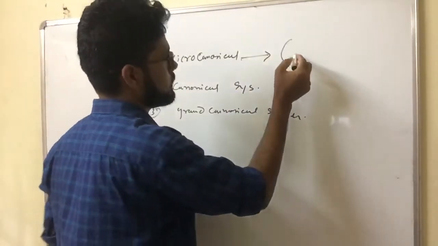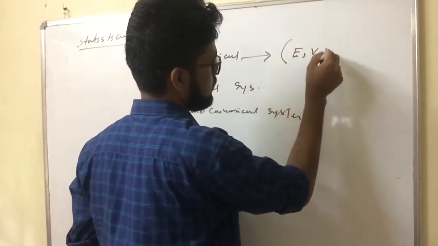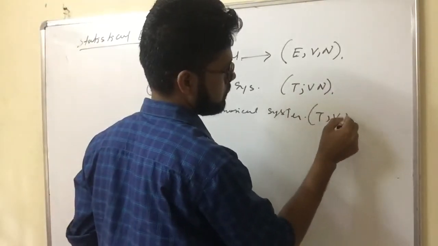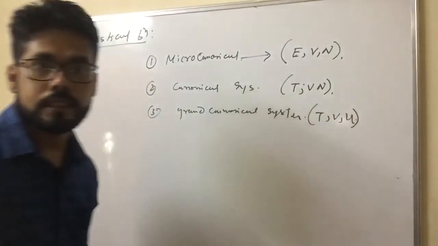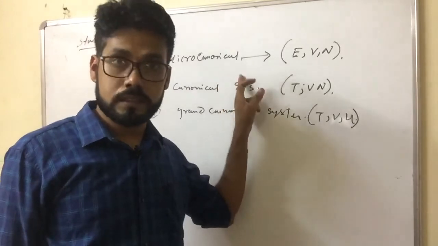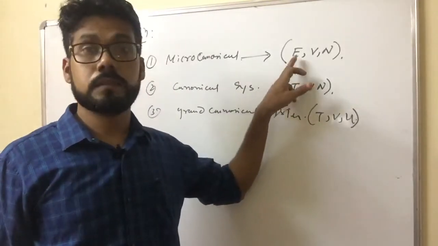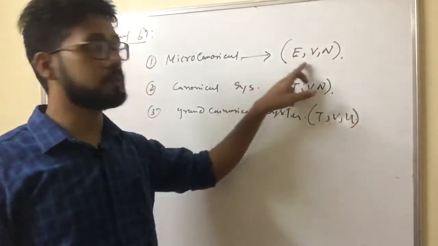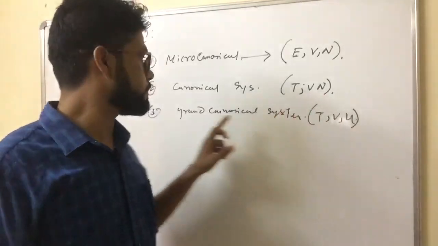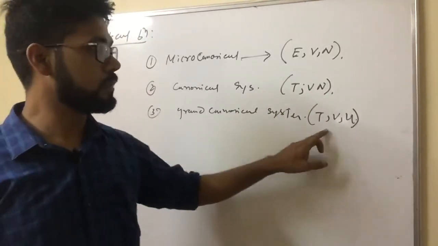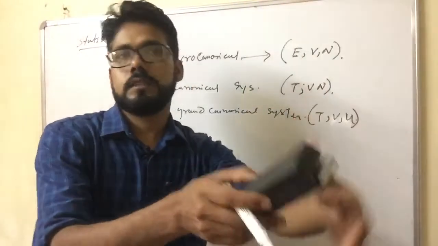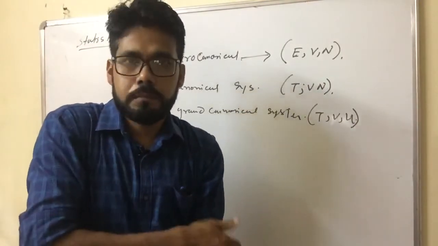This is microcanonical, EVN. This is canonical, TVN, and grand canonical, TV mu. These three thermodynamical systems we have to study. One is microcanonical, the smallest system. Micro means small. So EVN depends on energy, volume, and number of particles, a function of these three variables. Canonical system is TVN: temperature, volume, number of particles. Grand canonical is temperature, volume, and chemical potential. Chemical potential means energy, or at T equal to 0 Kelvin, chemical potential becomes Fermi energy.